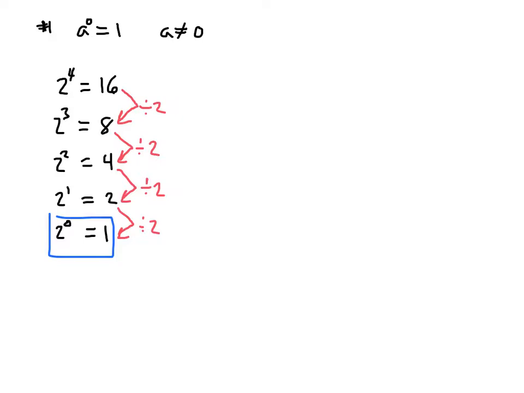And that pattern would work for any number. If I was using 5's, 5 to the 4th power, 5 to the 3rd power, 5 to the 2nd power, and so on, then I'd be dividing by 5 each time instead of by 2 each time. And it would still come out to be the same thing. 5 to the 0 power equals 1.